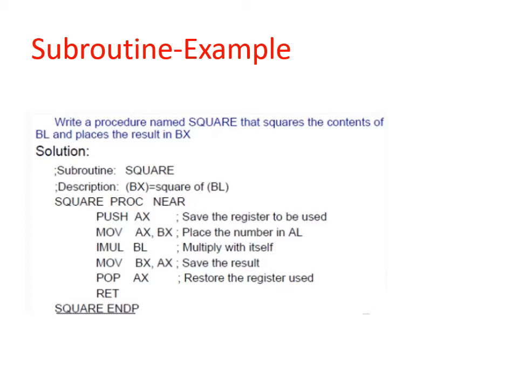Here, how do you invoke the procedure? We just use the name of the procedure. And square ENDP indicates the end of that procedure named square.